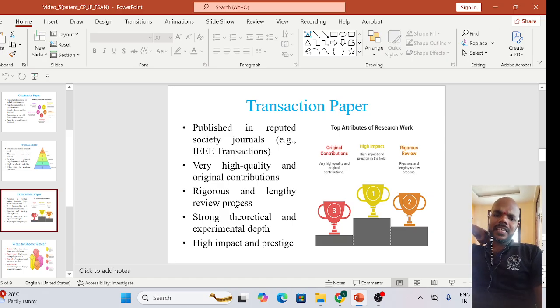To write a transaction paper, you require strong theoretical and experimental depth. Depth is required. High impact, and it is very precise. It is a prestige issue to publish one conference transaction paper. A transaction paper may take years of time also, due to these conditions, right?